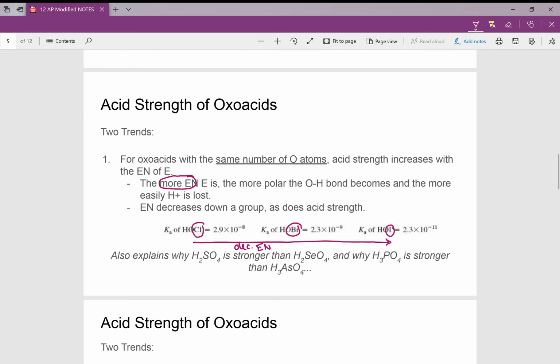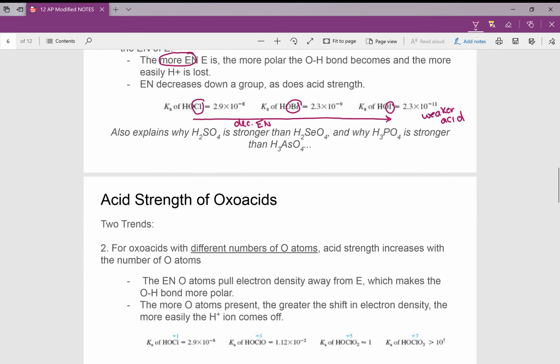Which is then going to cause the bond between oxygen and hydrogen to be less distorted, which is then going to create a stronger bond as you go across, which is then why you're seeing over here you have the weaker acid, because of a stronger oxygen-hydrogen bond in that case. And you can see a couple other related examples there.